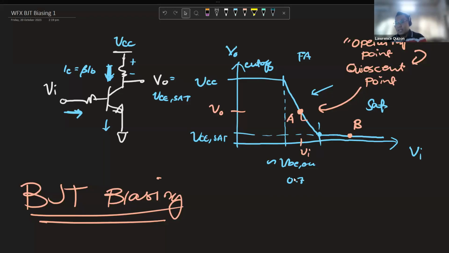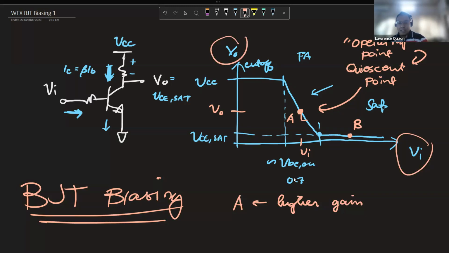Anyway, the reason we choose quiescent point A over quiescent point B is the fact that A has gain. If you remember, this is a voltage amplifier if we interpret it like that, right? Kasi ang output natin is voltage, ang input natin is voltage, no? So, the reason we choose A is because there is a lot of gain on A, right? But in B, there is very little gain.